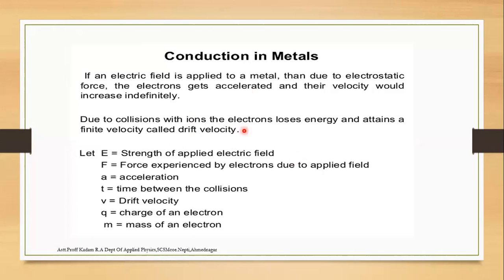In the drift velocity equations, the basic terms are: capital E is the strength of the applied electric field, F is the force experienced by the electron due to the applied field, a is the acceleration, t is the time between collisions, v is the drift velocity, small q is the charge of the electron, and m is the mass of the electron.